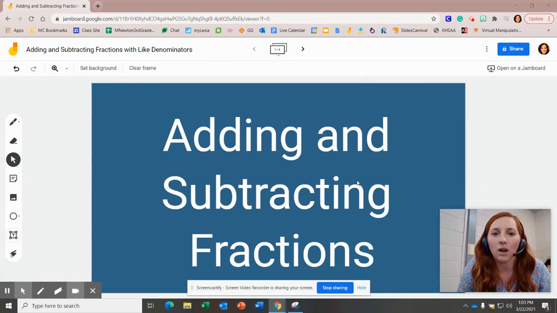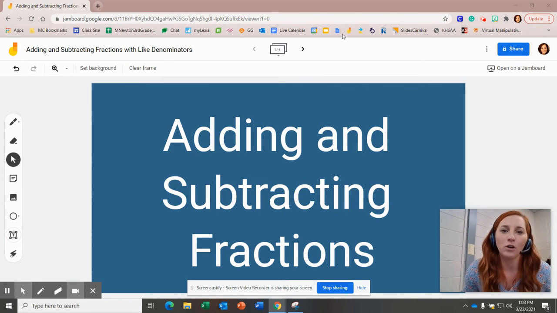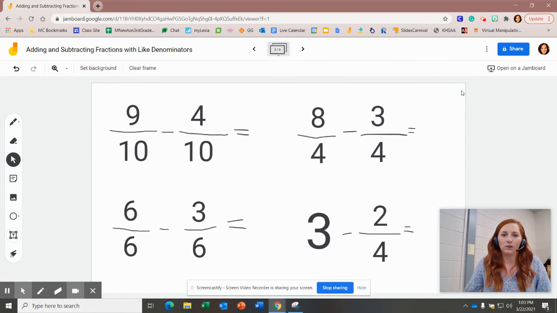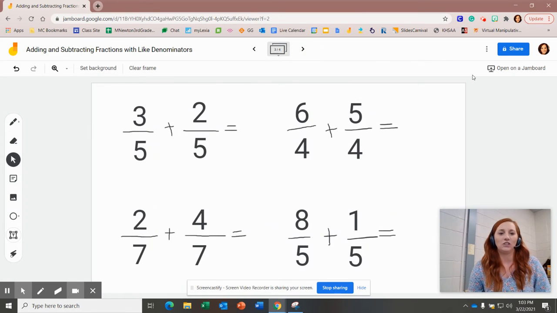Hey everybody, I just wanted to hop on here and make a quick video, a little mini lesson on adding and subtracting fractions. In our math Google Meet this week, I realized that we struggle with this, so I wanted to do a little reteaching of this skill. So go ahead and grab your marker board and a marker, and I want you to work these out with me. We're going to start with addition.